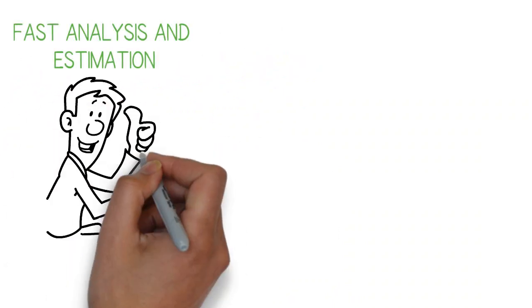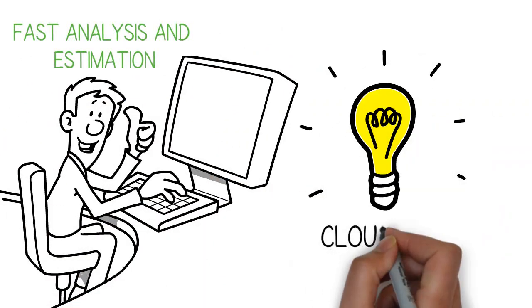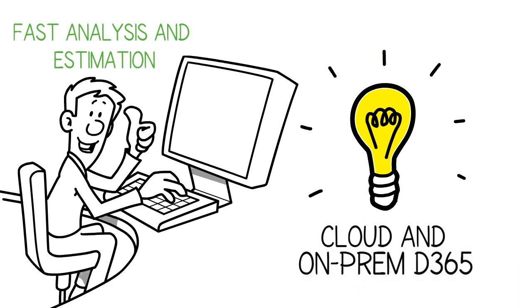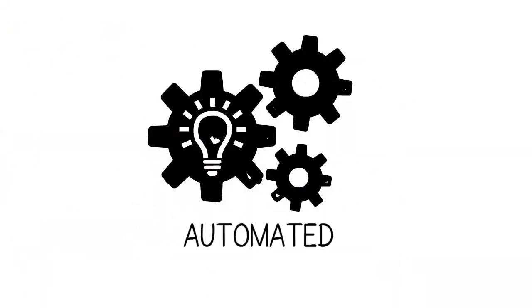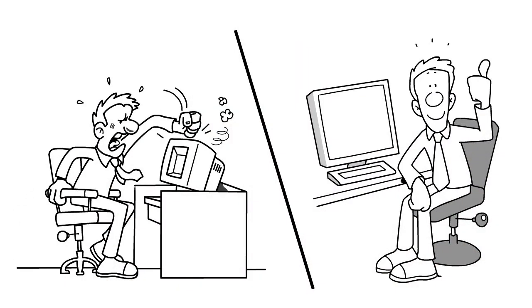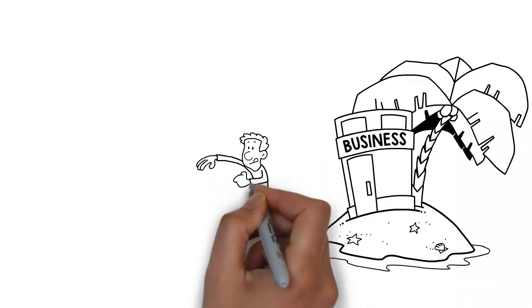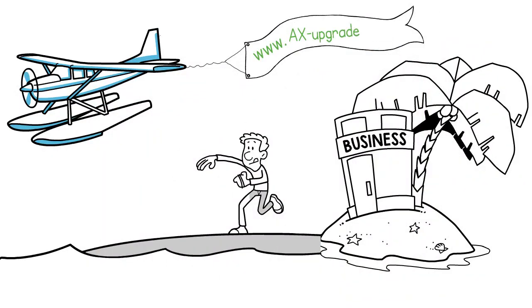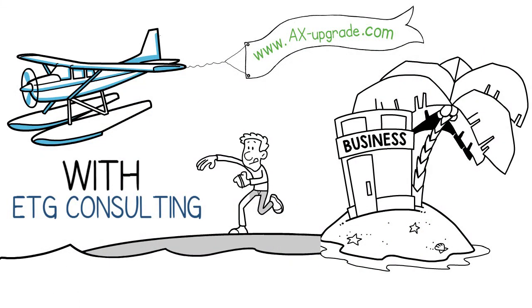Fast analysis and estimation. We know both cloud and on-prem D365. We use automated upgrade tools. Migrate out of AX system to make things simple again. Make the transition easier, faster, and cost-effective with ETG Consulting.